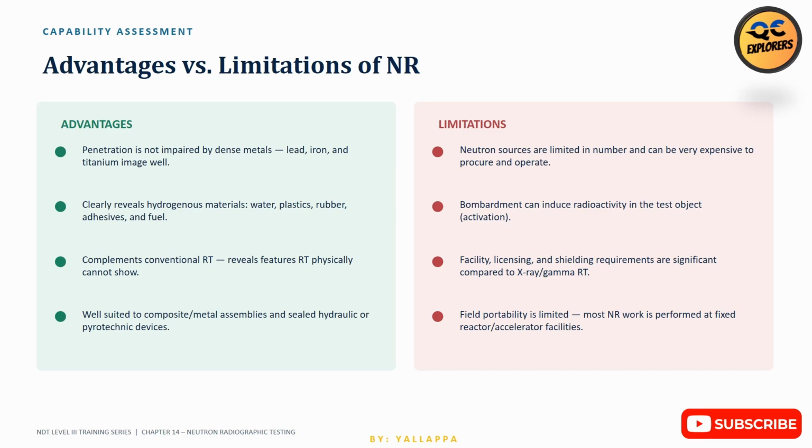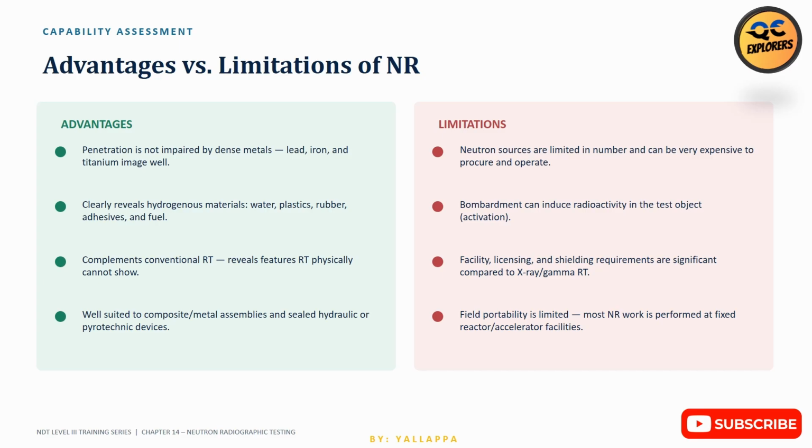Another major advantage is its exceptional sensitivity to hydrogen-containing materials. Water, oils, fuels, plastics, rubber, adhesives, sealants, and composite materials all interact strongly with neutrons. This makes neutron radiography invaluable for detecting moisture ingress, inspecting bonded structures, verifying fuel distribution, and examining sealed components where conventional radiography provides limited information.